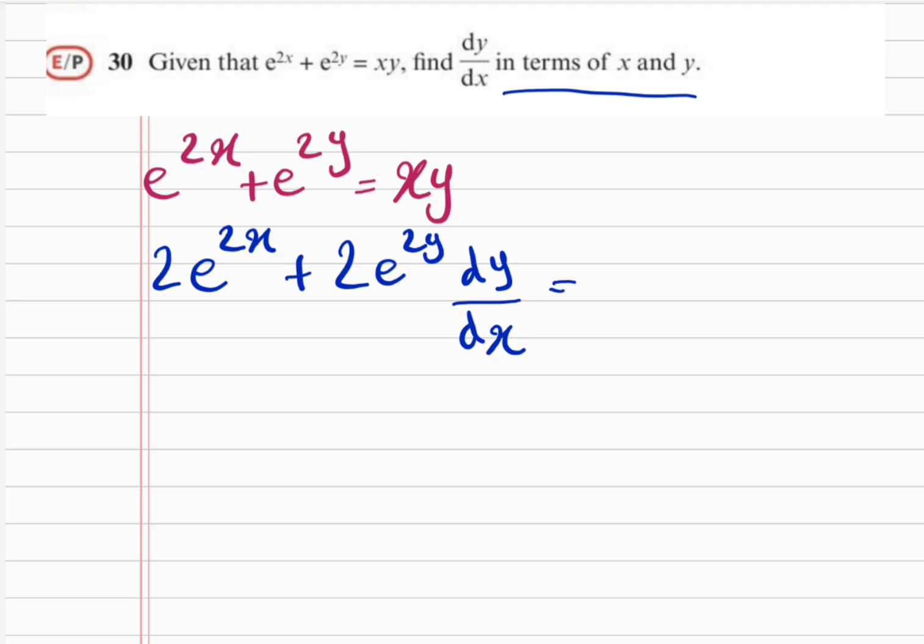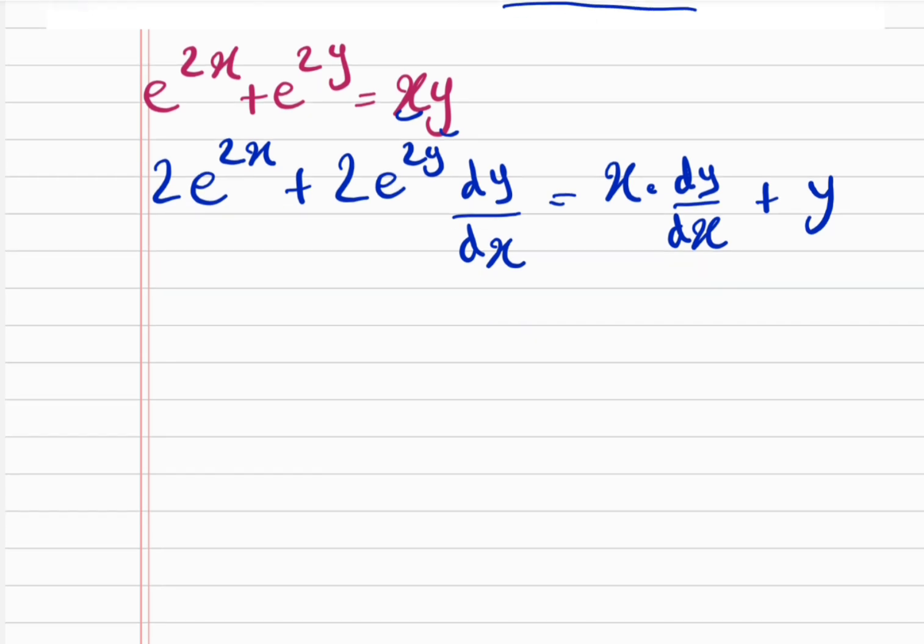And then on the right hand side, we have the product rule. So because one function is x, the other one is y, I'm going to write the first function times the derivative of the second function. y differentiates to 1, and then we have dy by dx now as usual, plus, and this time it's the derivative of the first function times the second function. x differentiates to 1, 1 times y is just y.